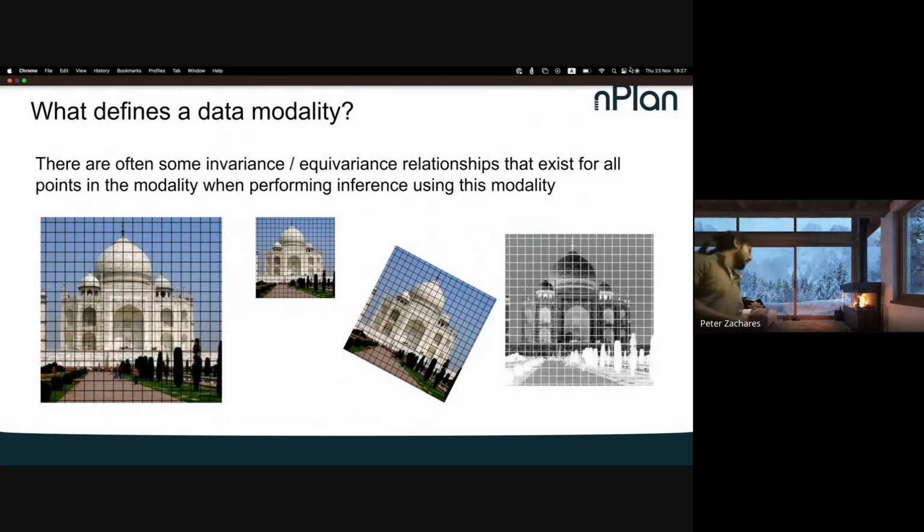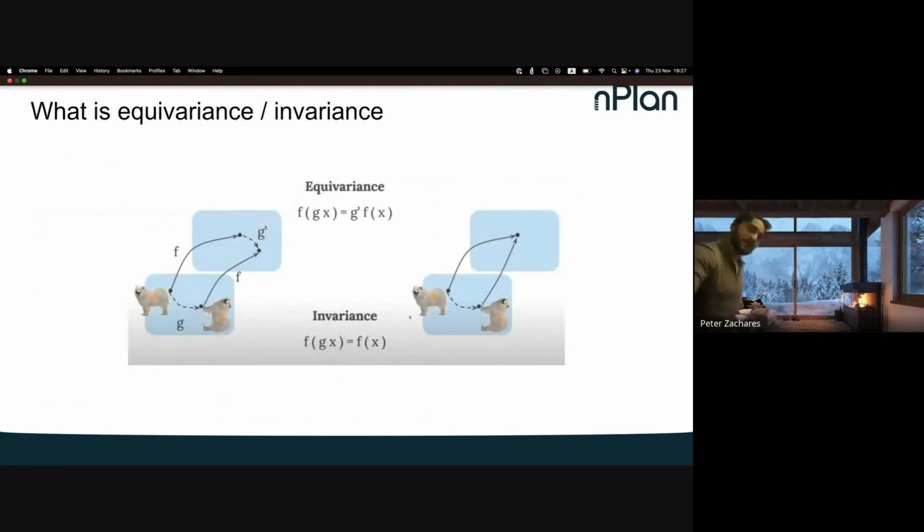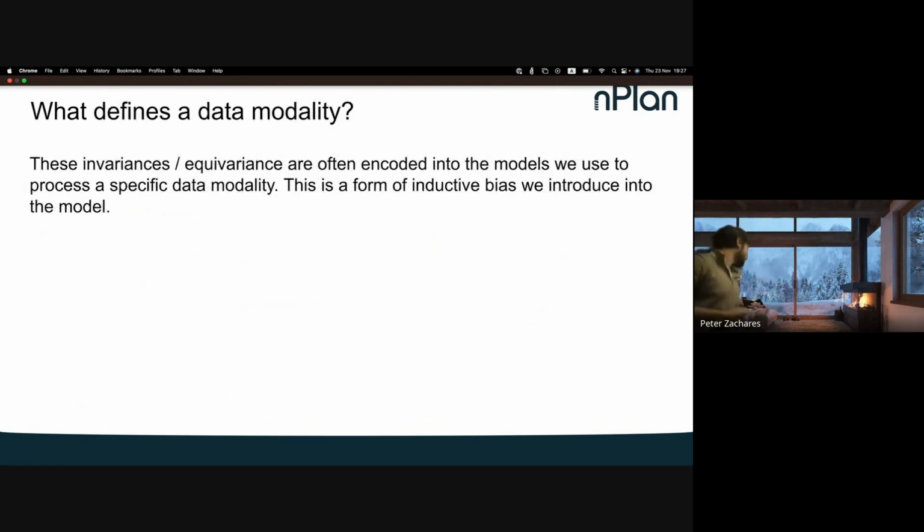And for images, there are actually quite a few. Ideally, we want a model that's scale invariant, so it doesn't matter how big or small the object is in the image. Rotation invariant, and a lot of the time even changing the color of it. These are all really common data augmentation techniques, because these are invariances we want in the model for computer vision. So these invariances are often encoded into the models we use to process a specific data modality. This is the term for it: an inductive bias we introduce into the model.